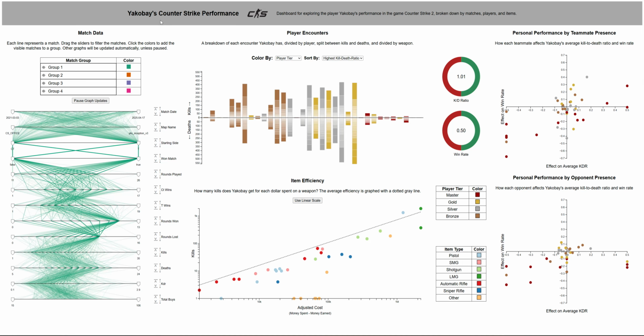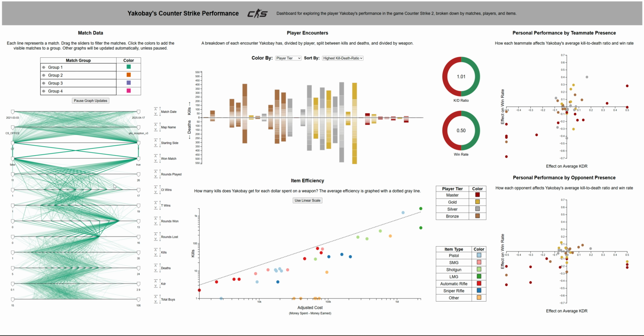It displays my performance in the game Counter-Strike 2 to help me make decisions that will improve that performance. And the performance is broken up by match, by players, and by items, and then by how those players affect my performance. We're going to start with the match data graph over on the left, which is a parallel coordinates plot that's meant for exploring the data.